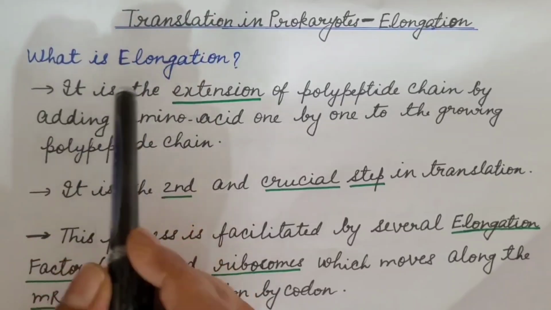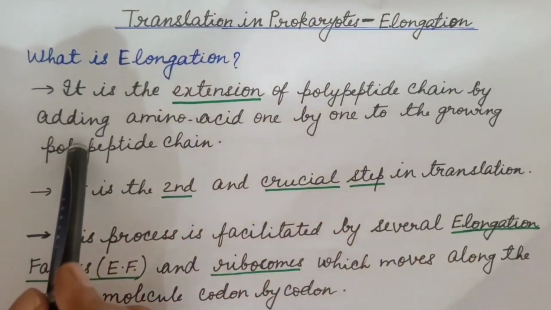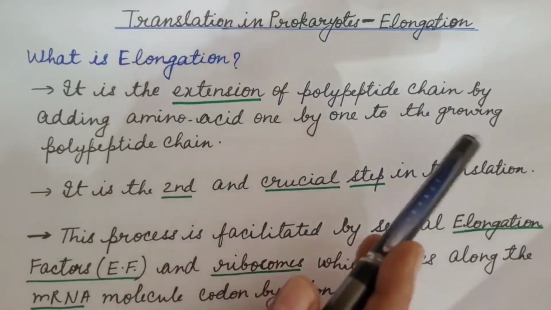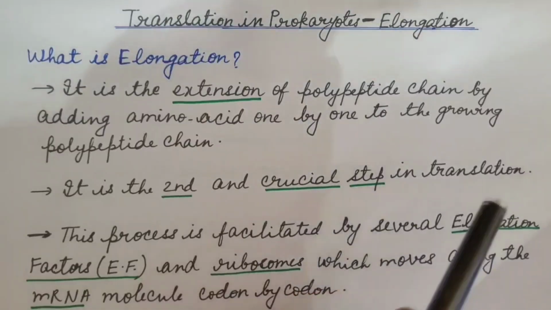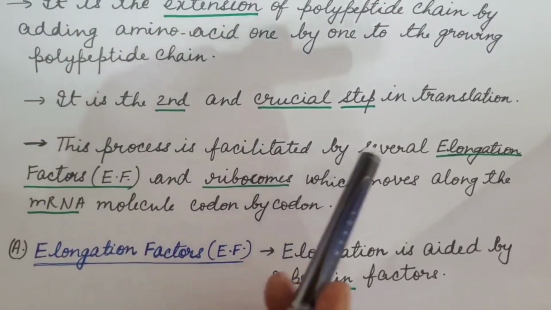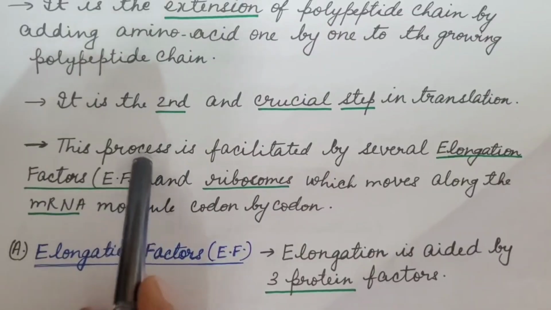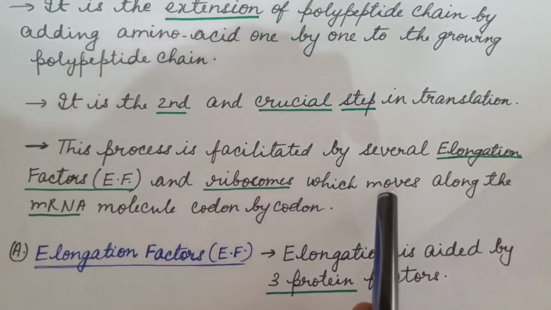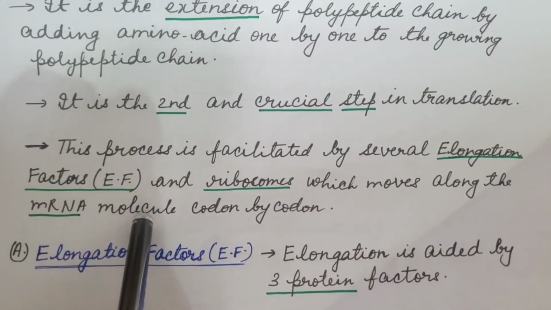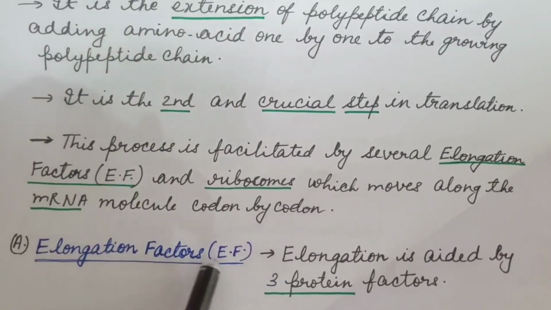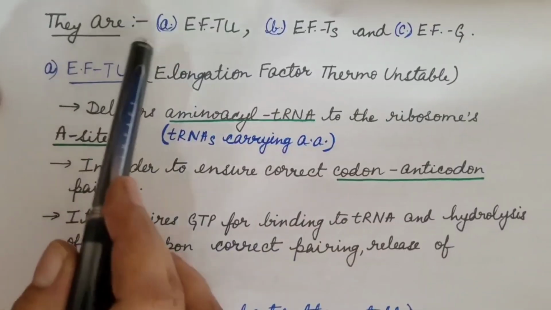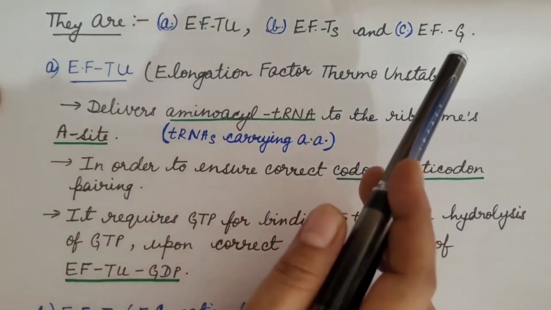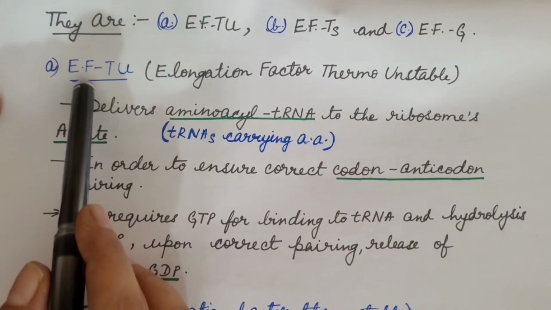What is elongation? It is the extension of the polypeptide chain by adding amino acids one by one to the growing polypeptide chain. It is the second and crucial step in translation. This process is facilitated by several elongation factors, EF, and ribosomes, which move along the messenger RNA molecule codon by codon. So let us see these elongation factors, or in short EF. Elongation is aided by three protein factors. They are EF-Tu, EF-Ts and EF-G. Now let us see them one by one.